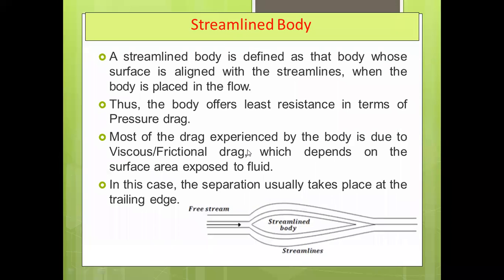Okay, very simple definition it is. A streamlined body is defined as that body whose surface is aligned with the streamlines. If you see there's a flow in the diagram here, the streamline flow is shown here, and this body is aligned with the streamlines. Thus, the body offers less resistance in terms of pressure drag.